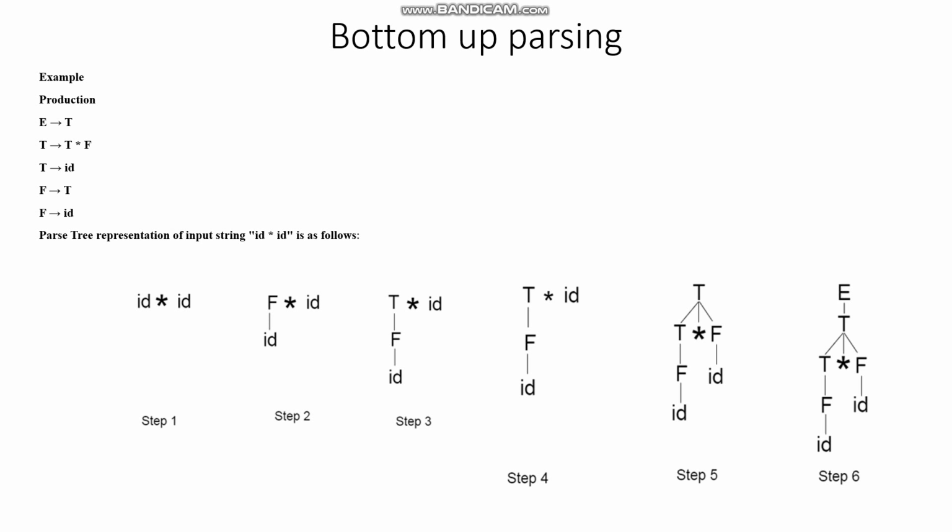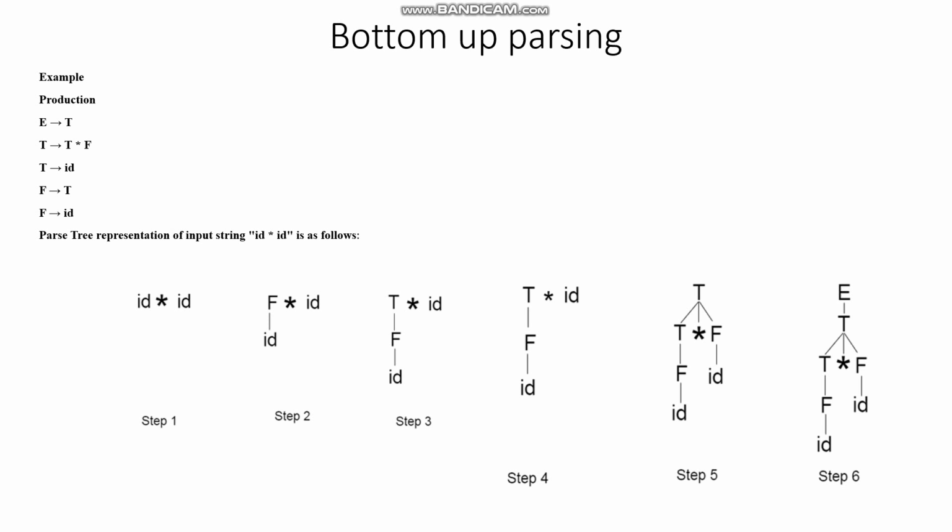Now in the example, E gives T, T gives T into F, T gives ID, F gives ID. This is one of the examples given, and we have to generate the parse tree for the input string ID into ID. As I said, this is bottom up parsing, so we will start with the input string.